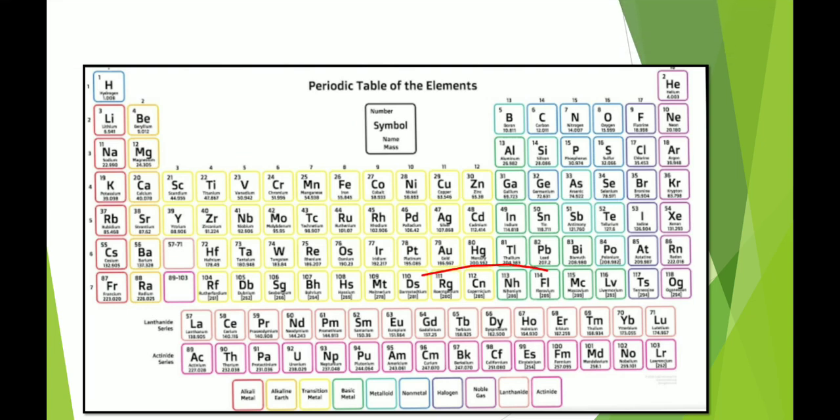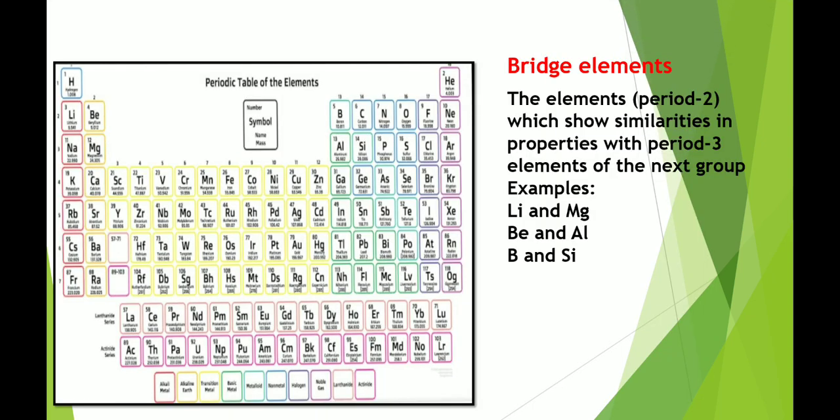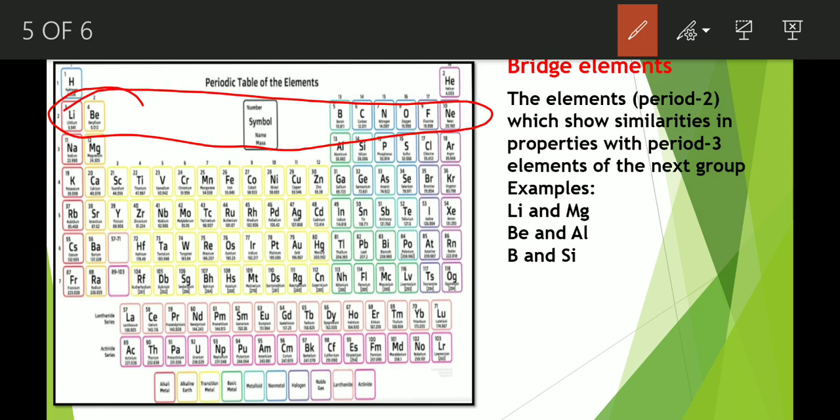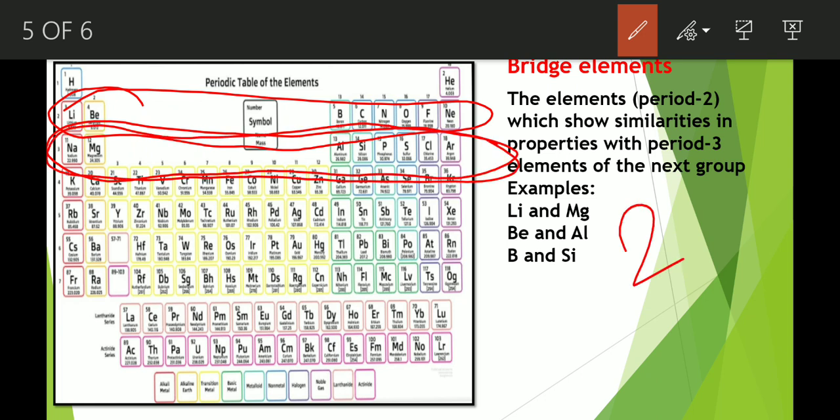Now, we will look at what bridge elements are. Bridge elements are the elements of period 2 which show similar properties to the elements of period 3. That means these period 2 elements will share similar properties with the elements present in the next period, that is, with the period 3 elements.